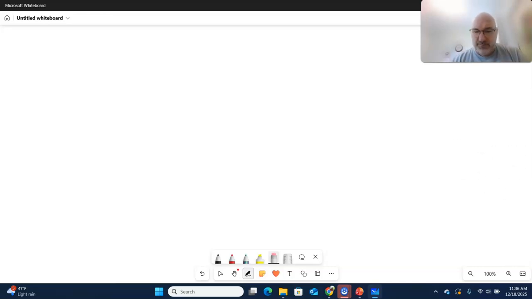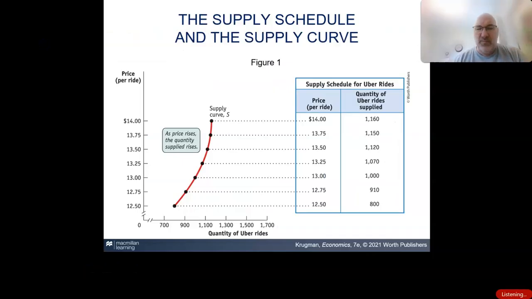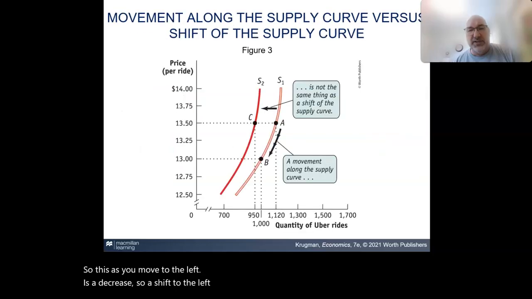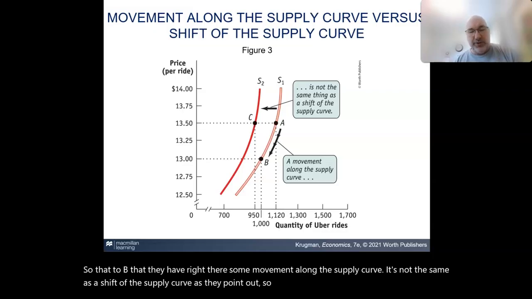All right. Back to this. So this, as you move to the left, is a decrease. So a shift to the left is a decrease. I have a whole other set, right? So that A to B that they have right there is a movement along the supply curve. It's not the same as a shift of the supply curve, as they point out. A shift is a whole different thing. You have a whole new set of curves.